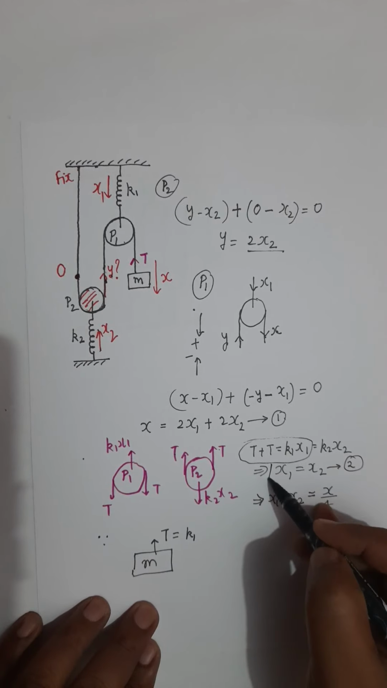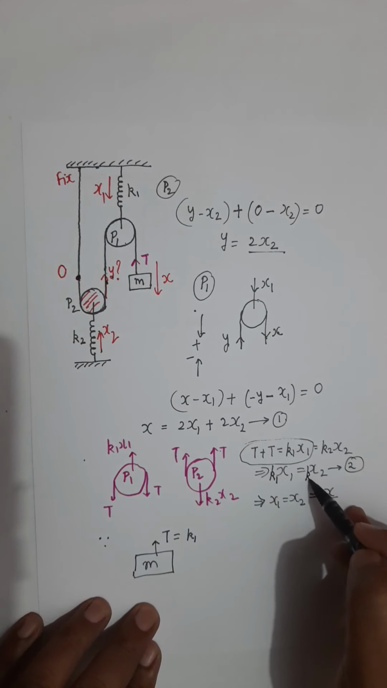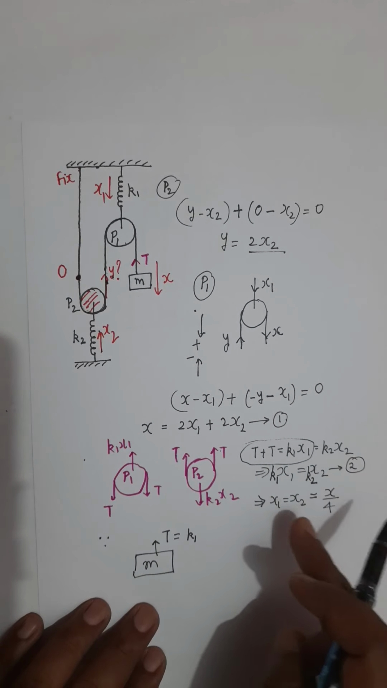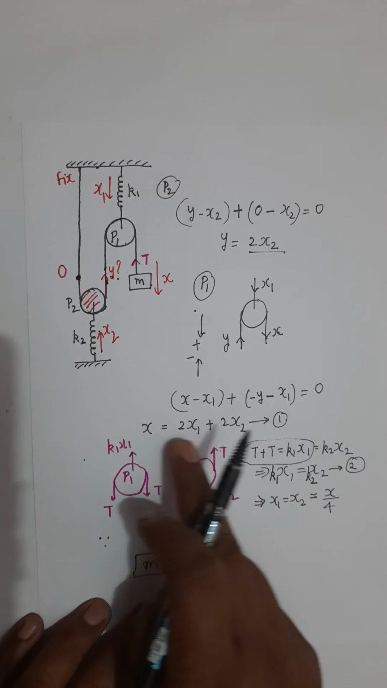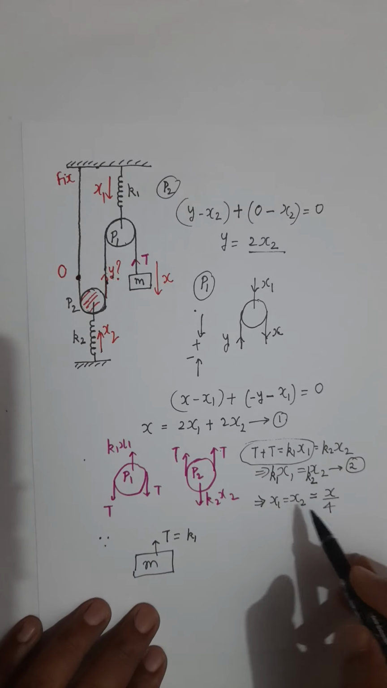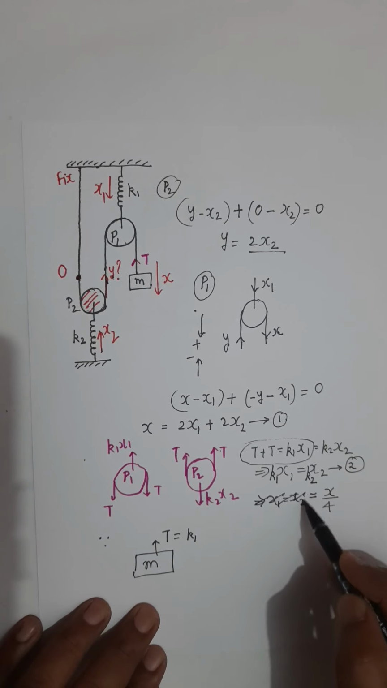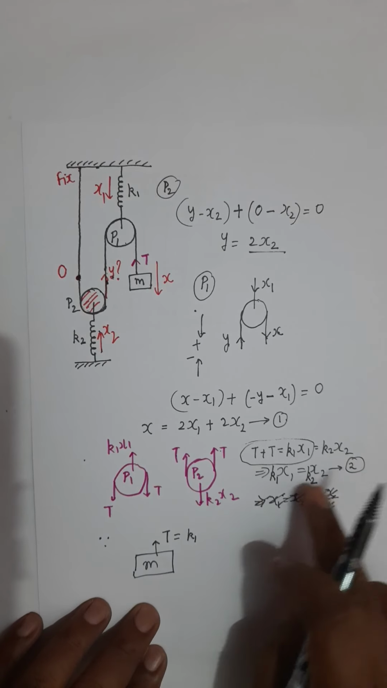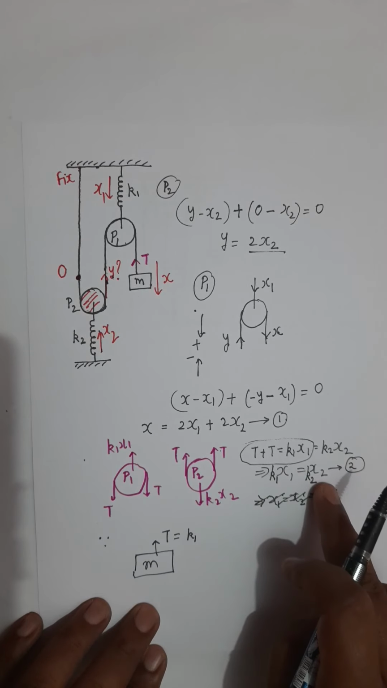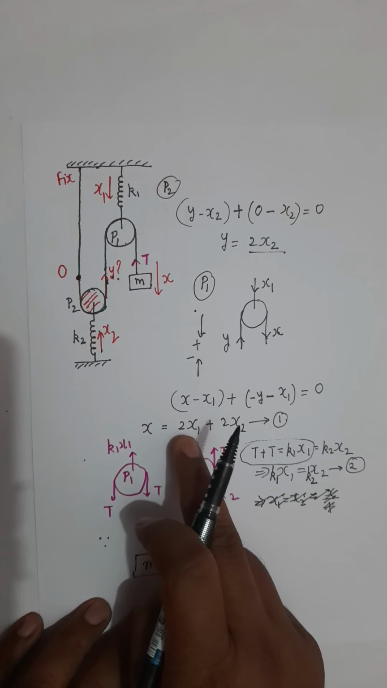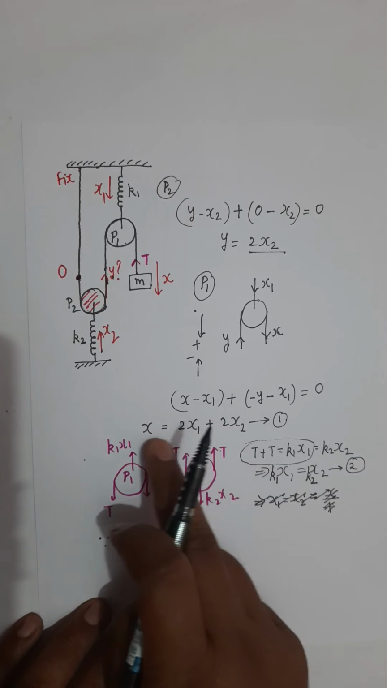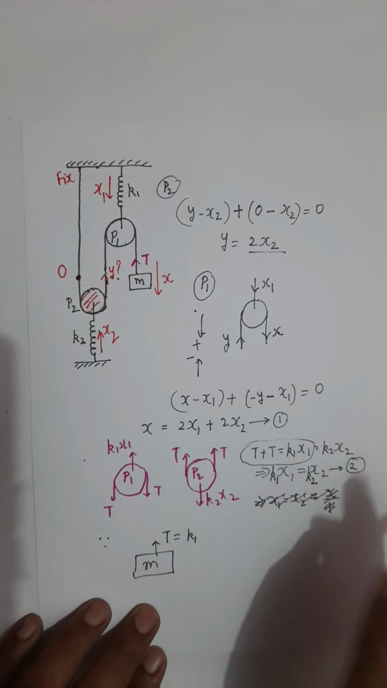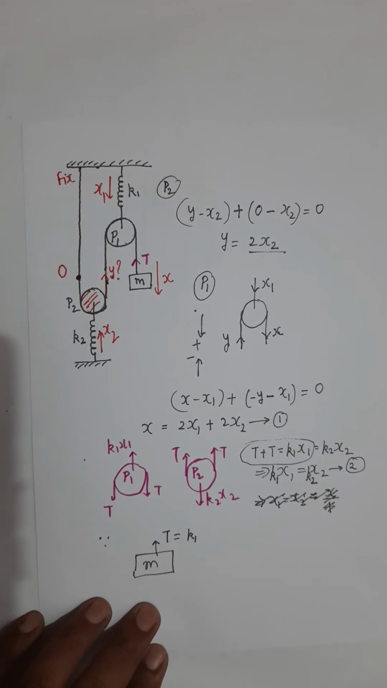So the correct equation will be k1 x1 equals k2 x2, and then 2 x1 plus 2 x2 equals x. So I need to rectify. I need to be correct now. My second equation is now k1 x1 equals k2 x2, and the first equation is 2 times x1 plus 2 times x2 equals x. Now I will solve these two equations for the values of x1 and x2.